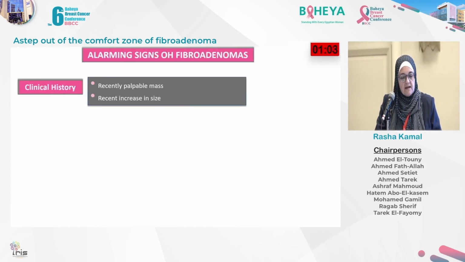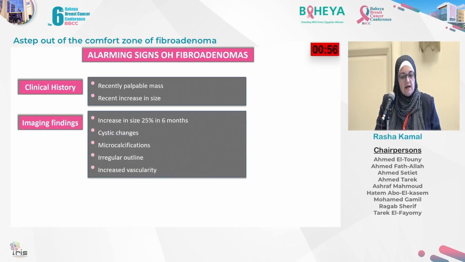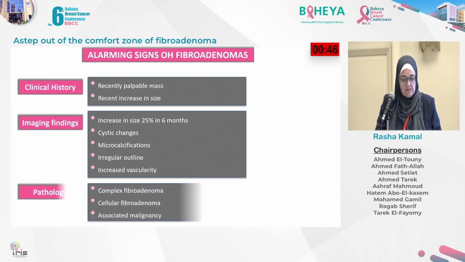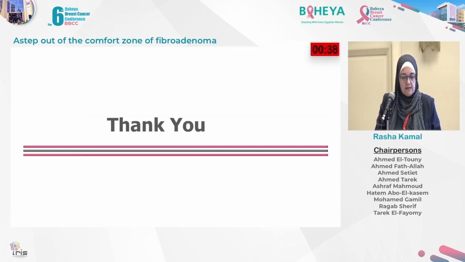The alarming signs, if we have a clinical history of a recently palpable mass or that has shown recent increase in size, on the imaging, any increase in size, 25% in 6 months, any adenoma with cystic changes, microcalcifications, irregular outline, or increased vascularity. And if we have a pathology report stating that this is a complex or a cellular fibroadenoma, it is preferred that it should be surgically excised.